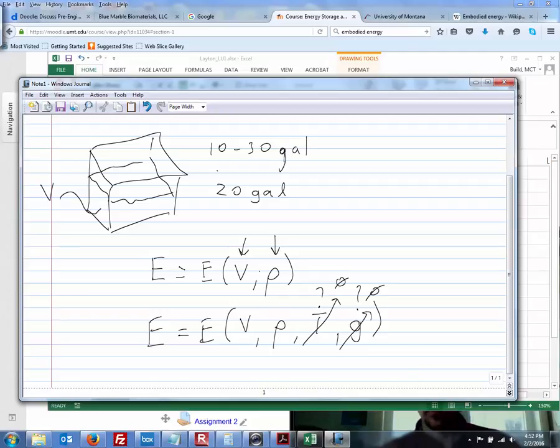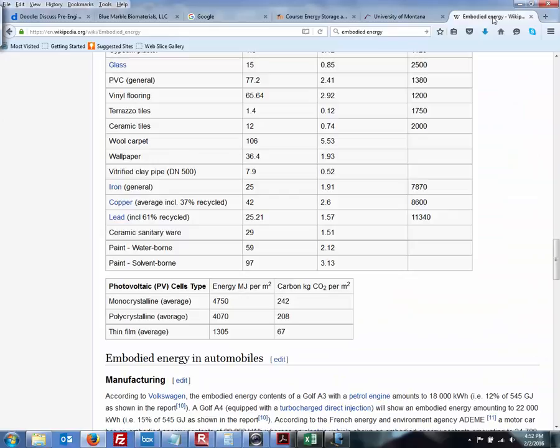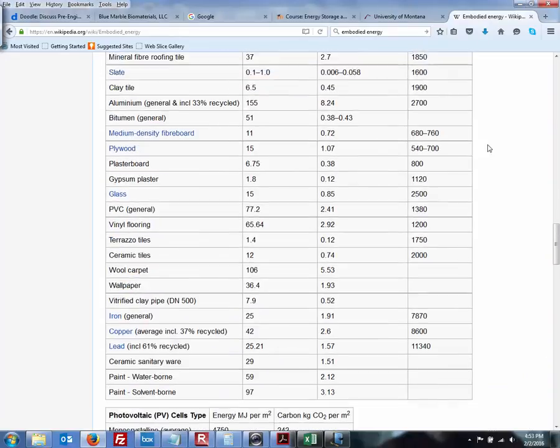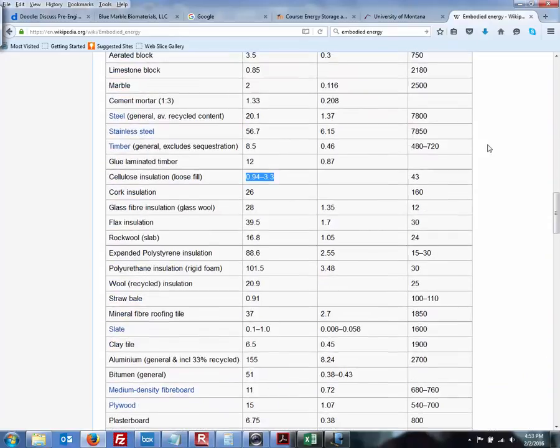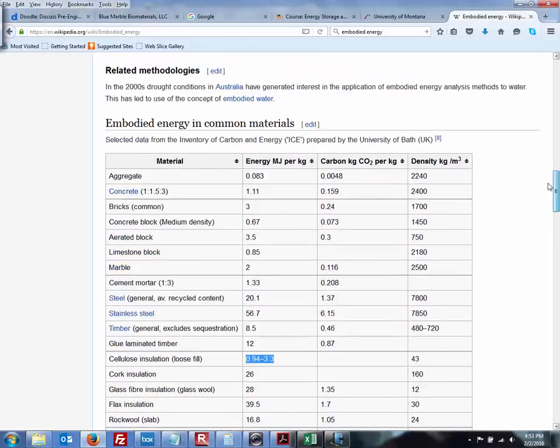We can pretty much make up this number, 20 gallons. So let's go out and just take a look. Might even be something in here. Well, no. This is also something worth mentioning. The embodied energy is different from the energy density. The embodied energy is how much energy it took to actually create that material, not how much energy you get from using it. Two separate things.